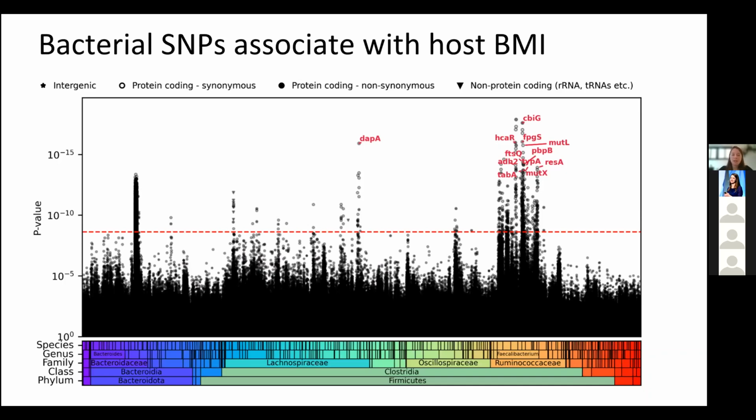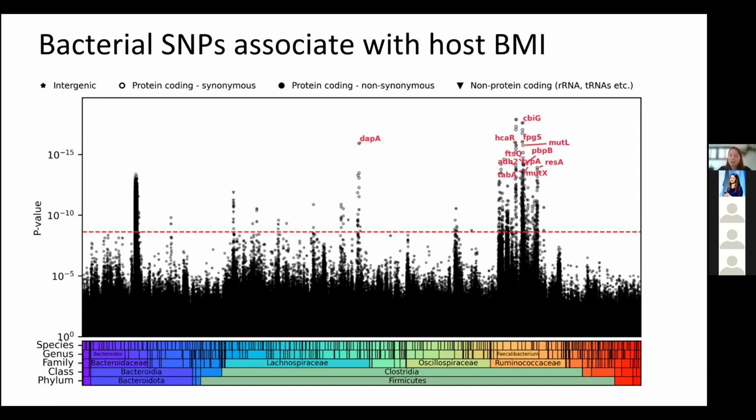For example, these are the results of the associations between bacterial species and host BMI. So each dot here is a bacterial SNP, and they're sorted along the x-axis according to their taxonomy. And on the y-axis, you see the p-value of the association between this particular SNP and the BMI of the host. So the higher the point is, the more statistically significant was the association, and everything that's above the red line is more significant. It passed the Bonferroni correction for this number of hypotheses.